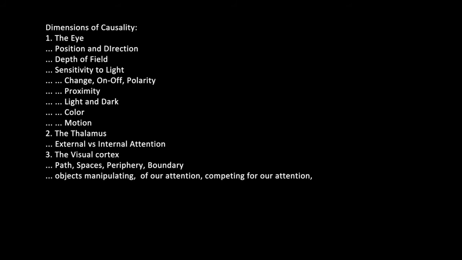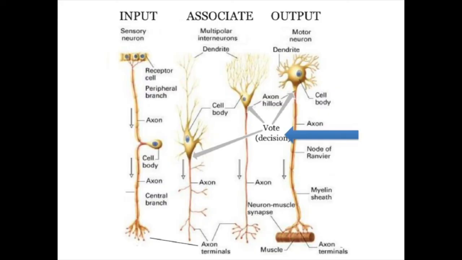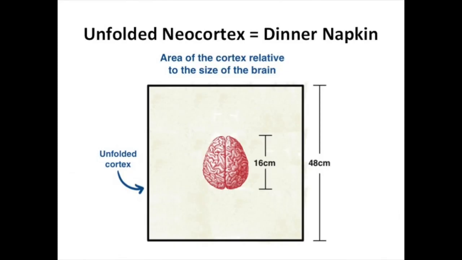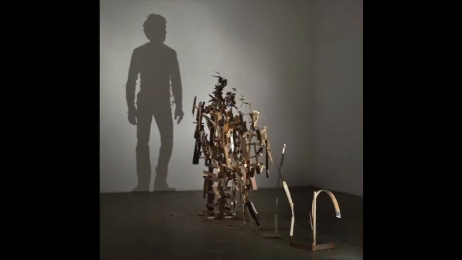The first is path, spaces, periphery, and boundary. The second is objects we're manipulating, objects of our attention, objects competing for our attention. And three, the distribution of our attention from external observation to internal imagination. And we feed forward this information from neurons to columns to collections of columns to regions to networks, and progressively forward in ever greater associations until we've constructed a model of the world that enables us to act.